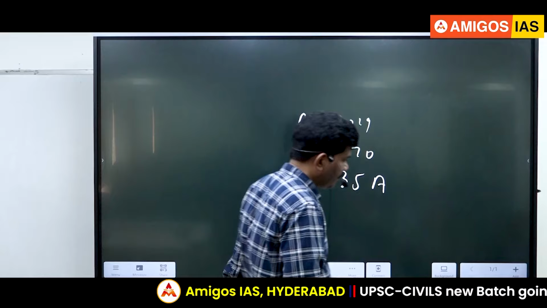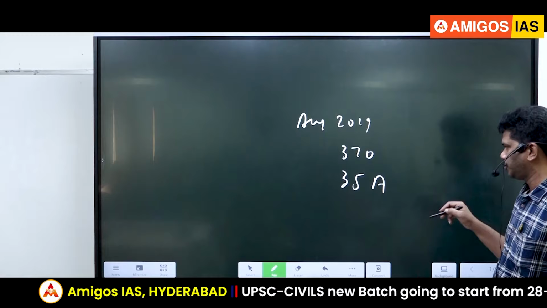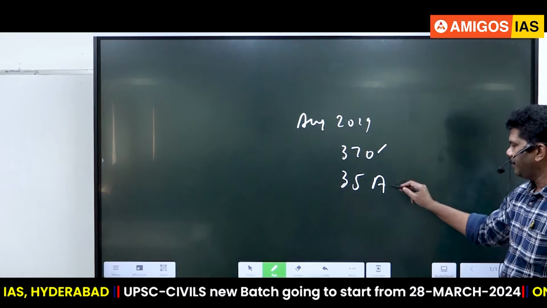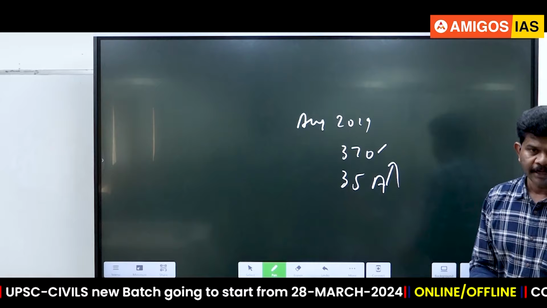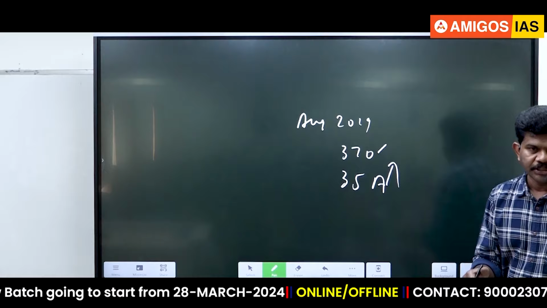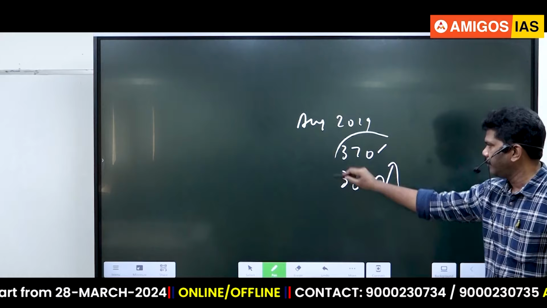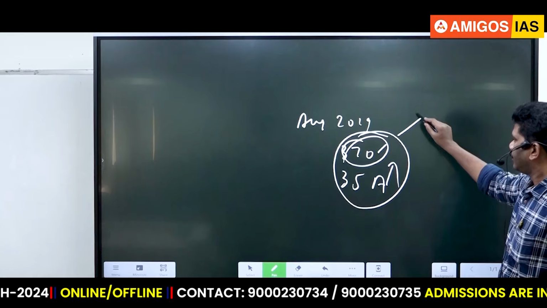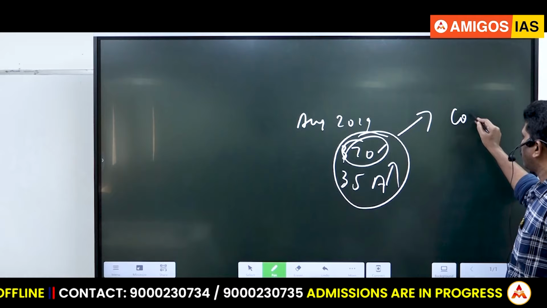Article 370 was introduced to provide special status to Jammu and Kashmir. Article 35A was introduced to provide special powers to the legislature of Jammu and Kashmir so that it can define who is a citizen, who can do employment, who can do business in Jammu and Kashmir. If you want to remove Article 370, you must remove it only with the recommendation of the Constituent Assembly of Jammu and Kashmir.